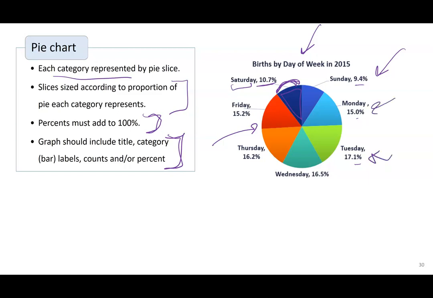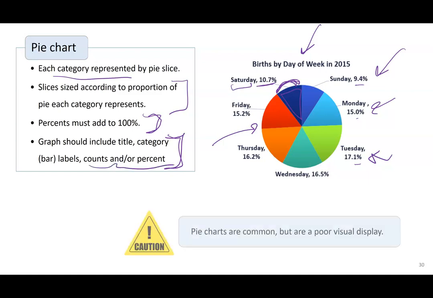Some people might use a key or a legend and have the colors off in a corner. And then you should have count or percent or proportion. It should be clear there. So our warning though: pie charts are very common. You will see them everywhere, but they can be a very poor visual display. They can be misleading.